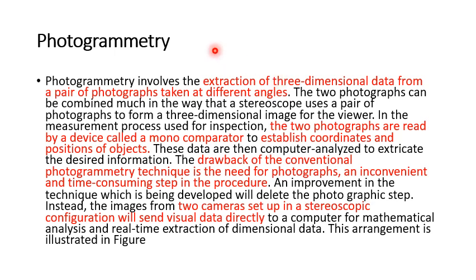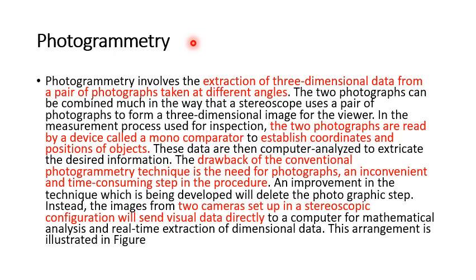Next method of non-contact inspection is photogrammetry. This method involves the extraction of three-dimensional data from a pair of photographs taken at different angles. So first we take some photographs at different angles, then we prepare 3D data using these photographs. The two photographs can be combined in a stereoscopic way, using a pair of photographs to form a three-dimensional image for the viewer.